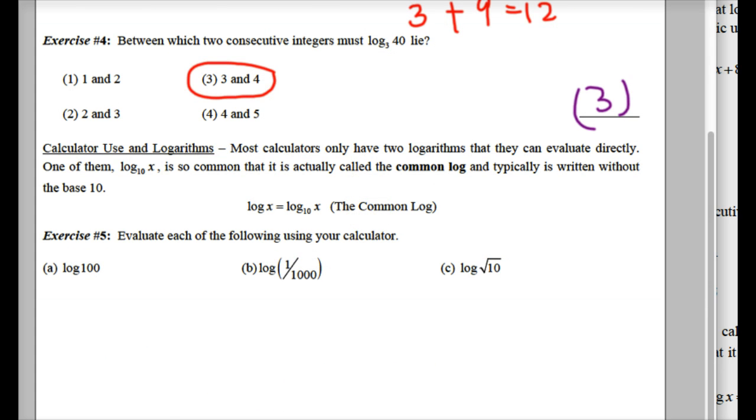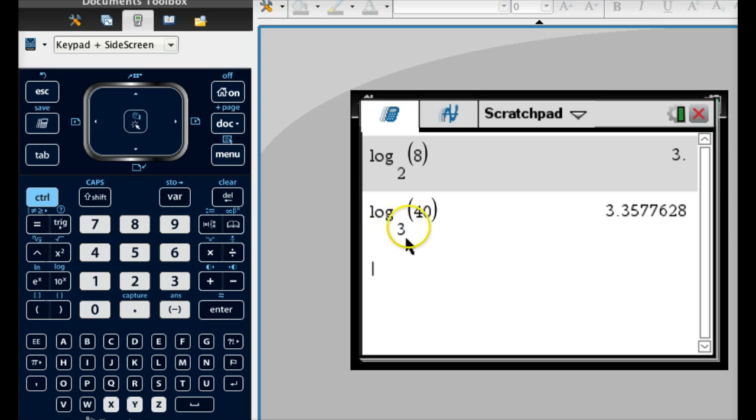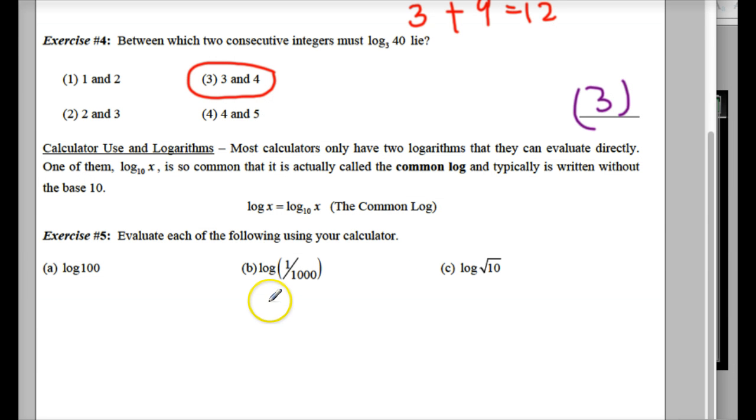Now, the calculator is so helpful. Most calculators only have two logs, and the most common log is log base 10. Because we have such phenomenal calculators, we don't even have to worry about this. When we go to the calculator, we can actually enter this. Normally, prior to this, we couldn't have. So this exercise is just using your calculator to evaluate this.